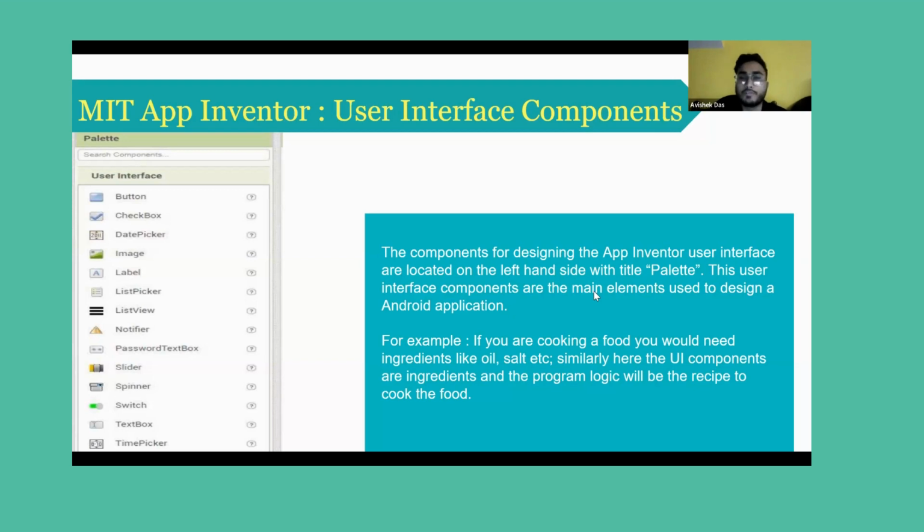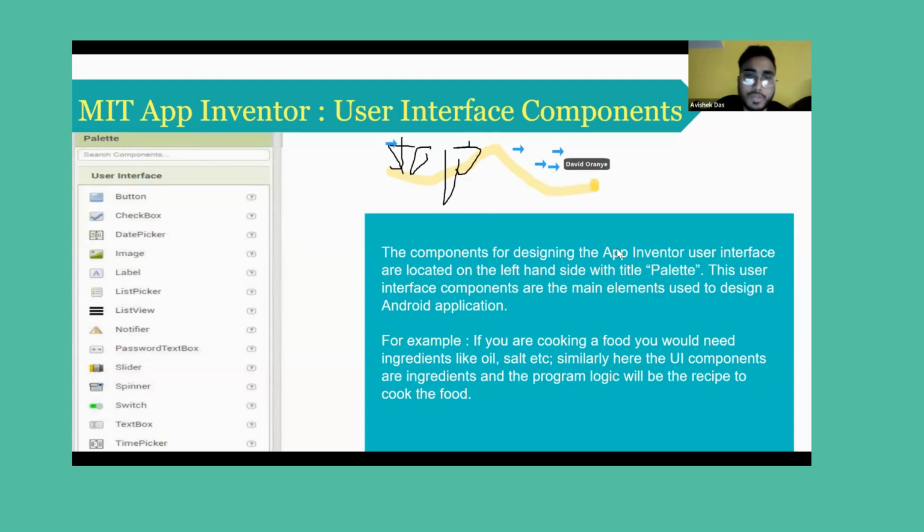If you're cooking food, you need to have ingredients, right? Here you have the palette, and on the right-hand side you will have the components you are using, such as what the length and width of the component should be. When you place a button on the screen, there will be a length of the button and a width of the button. All of these things will be there.